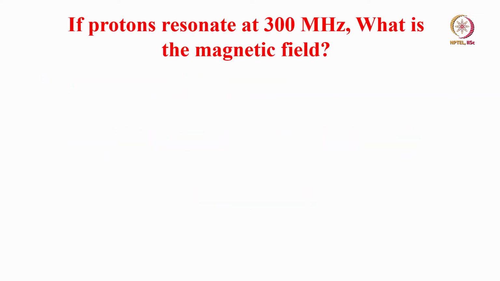Okay. So, that means you can calculate in a reverse way also. Let us say I have protons and I do not know the spectrometer frequency. I record the NMR spectrum. I know it resonates at 300 megahertz. Then if you ask me what is the magnetic field, what was the magnetic field at which we got the resonance of 300 megahertz?